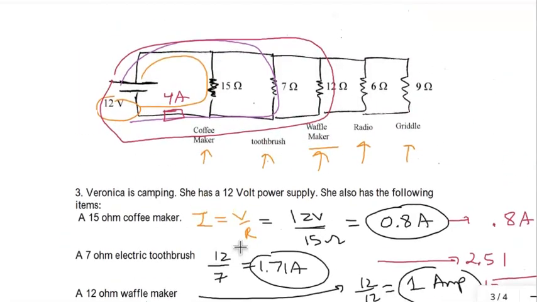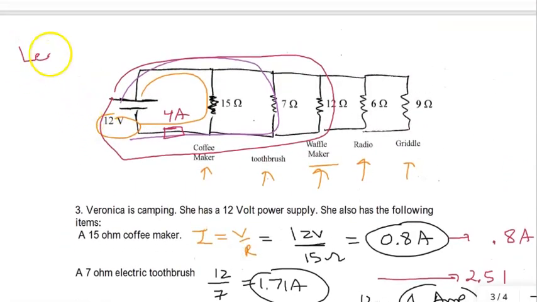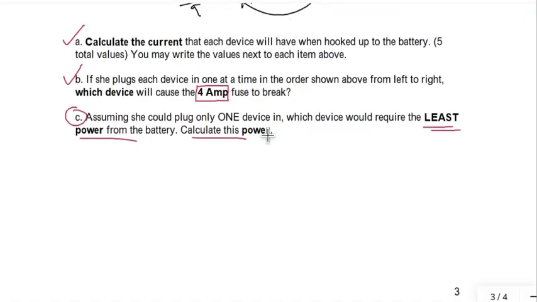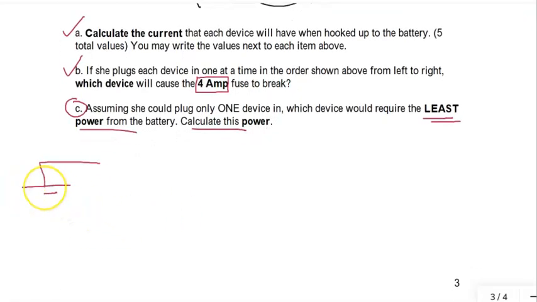So, least power. Think about power. The battery's fixed at 12 volts. So power, the energy the battery has to supply, or the rate at which it's got to supply energy, is I times V, and V is fixed at 12. So if we want the least power, that means we want the least current, which means we want the most resistance. So let's look and see what we have here. Okay, 15 ohms is the most resistance. So if we want to really conserve that battery, then we're going to plug in just the coffee maker.